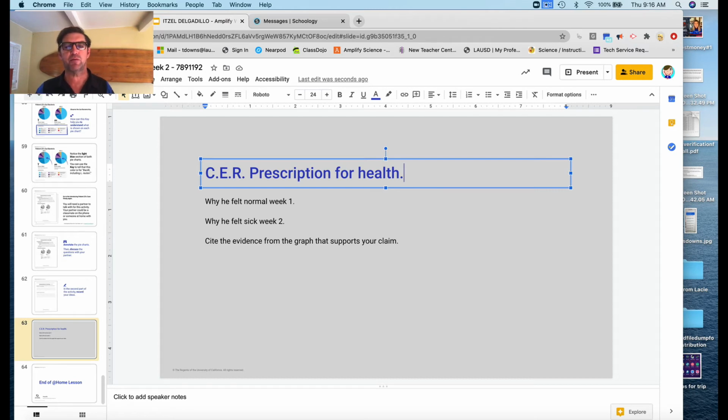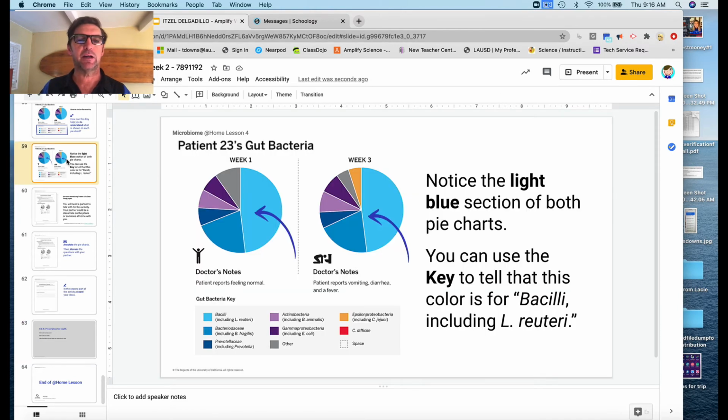So what you're going to do now for your final project of the week, and you can do this here, you can add another slide, you're going to write a prescription for health to this guy. So we've got guy here, patient 23. He was healthy, now he's sick. We know about fecal transplants and bacteria. We also know about antibiotics, and we also know that when you take antibiotics, that can hurt good bacteria. But if you drink yogurt and take some probiotics, you haven't learned about this yet, but you will in the video, it can help you to restore good bacteria.